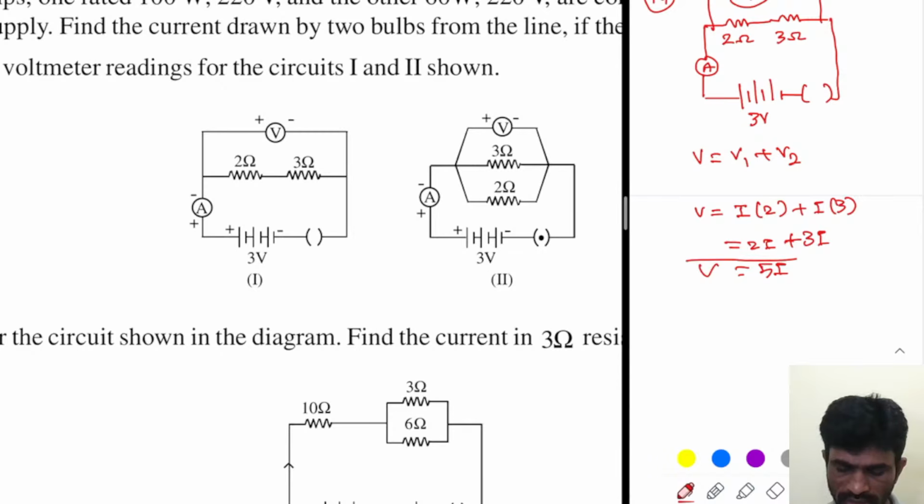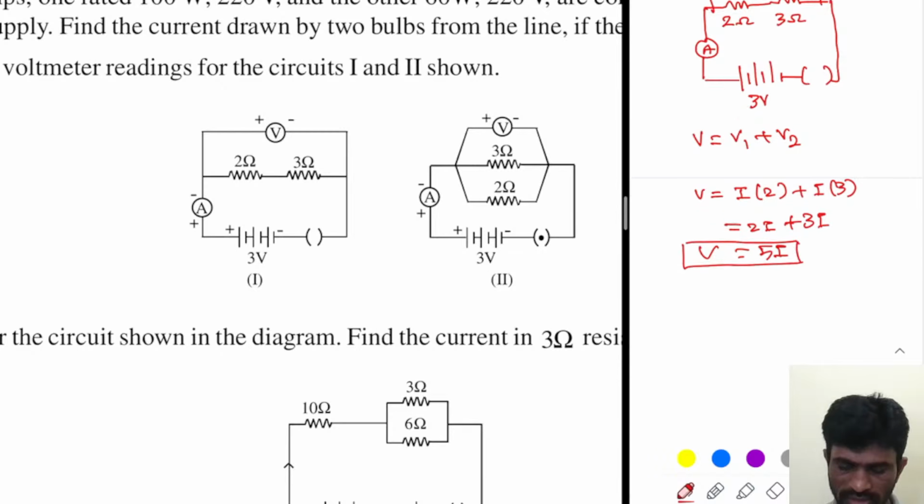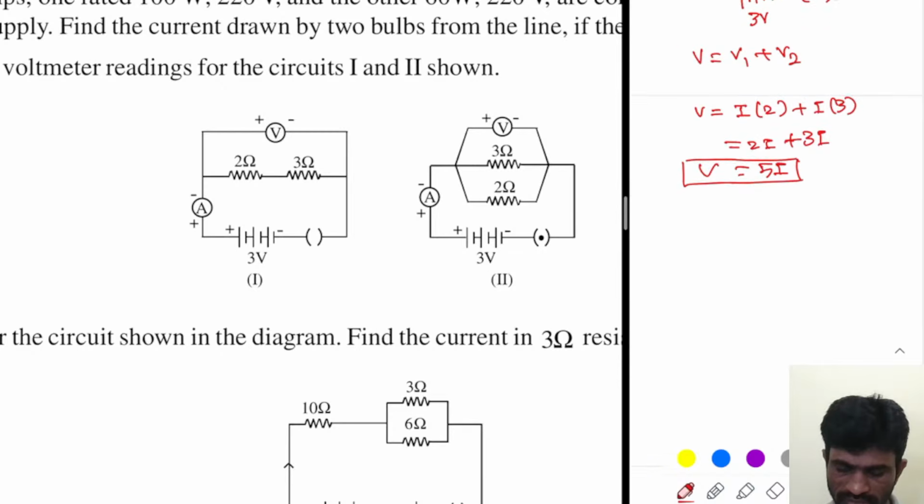Because we do not know I, we will keep it like this, 5 into I, which is nothing but 3 volts. It is given as 3 volts already. So the overall voltage will be 3 volts only, because the voltmeter is connected across the series combination of these two, 2 ohms and 3 ohms. So the final result is going to be 3 volts only, even though we do not know the current. If you want to find the current also, we can find it. I1 is equal to what? V by R. So 3 by 2 plus 2 by 2.